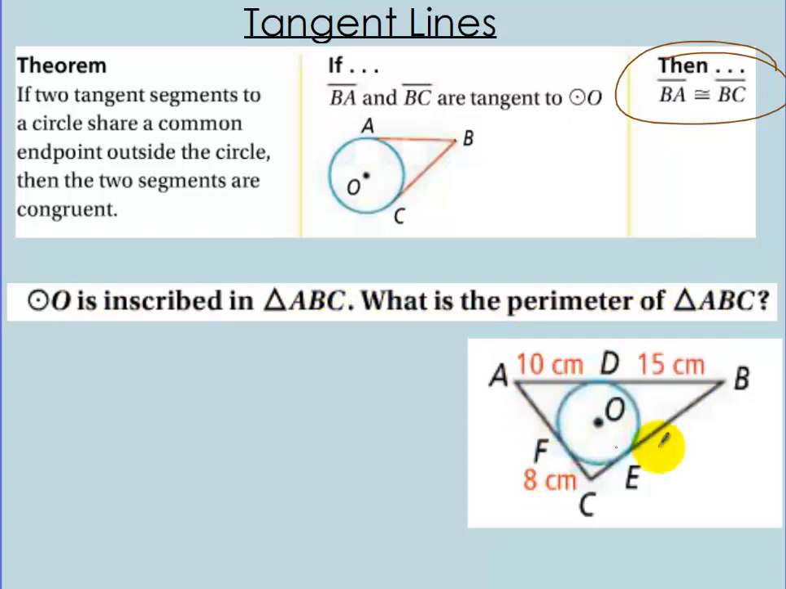Well, I know some of these sides are labeled, but this segment CE is also going to be 8 centimeters, and BE is also going to be 15, and AF will be 10. So adding those up, I get 10 plus 10, so 20. And 15 plus 15 is 30, and 8 plus 8 is going to be 16. If you add all those up, you're going to get 66 centimeters.